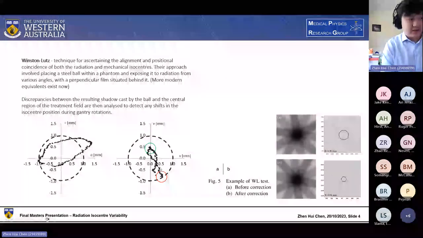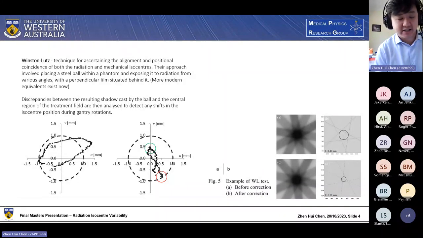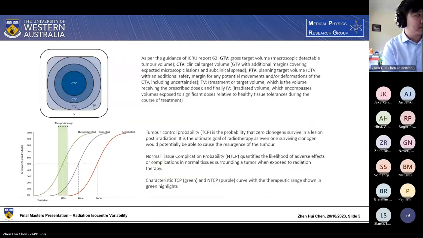Whereas if we look at the red circle, even though the system might have thought that it's corrected the positional coincidence, the variability of the radiation isocenter size itself may put that machine out of tolerance for any SRS or SABR treatments. So that's something that we need to look out for.